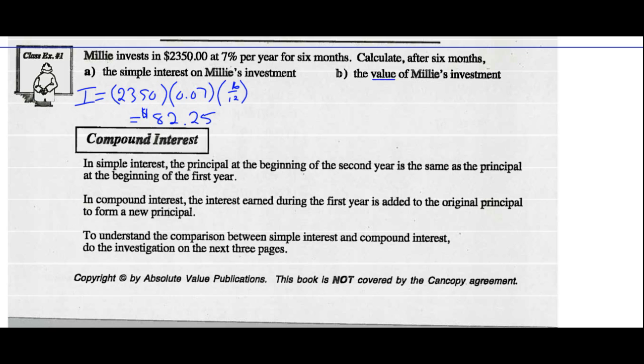What's the value of her investments then? Well, the value is going to be the principal plus the interest. So the principal was $2,350. The interest was $82.25. So her total value right now should give her $2,432.25. All right.